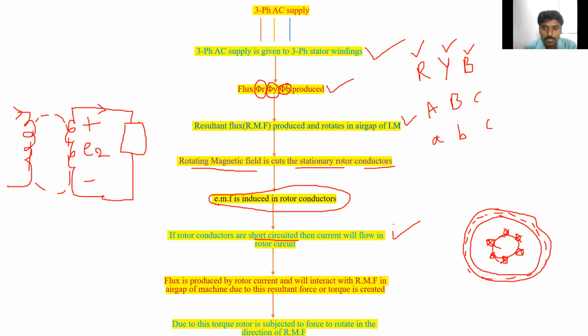Okay, we have come up to this step. What happens after that? Current has flowed through the rotor conductors. Just as current flows through a conductor, flux is produced there also. In the same way, the flux is produced by the rotor current and it will interact with the rotating magnetic field, which is produced by the stator conductors. Due to this, one resultant force or torque is created.